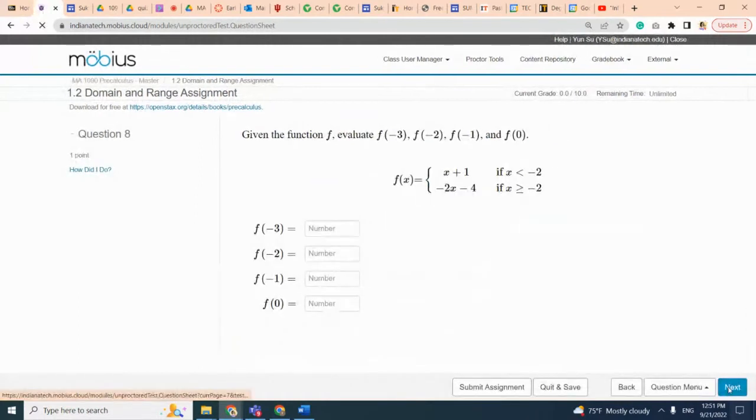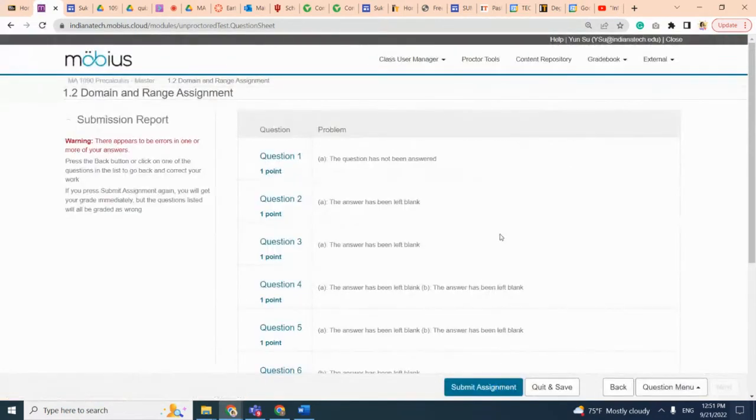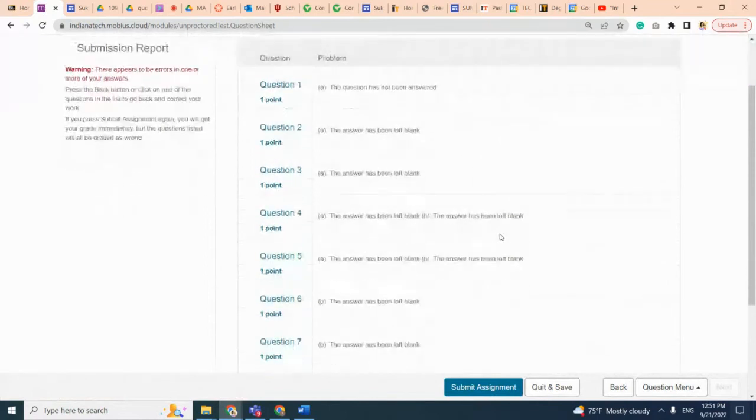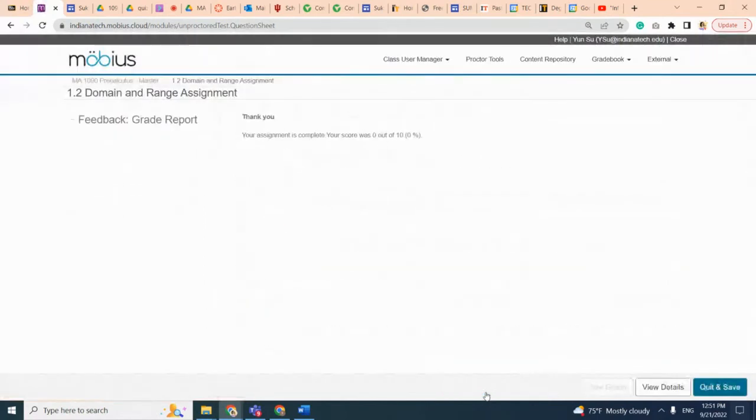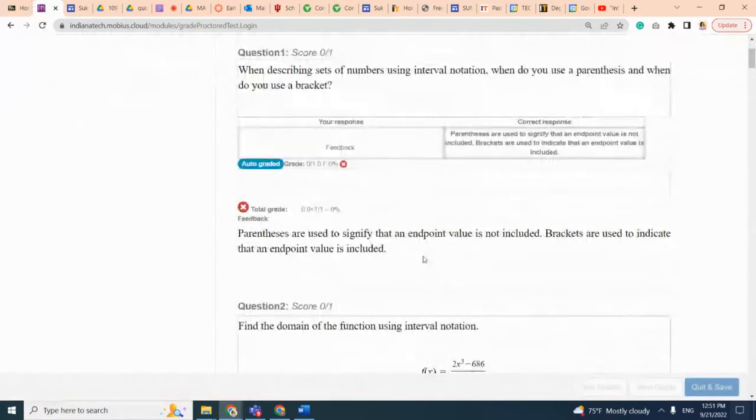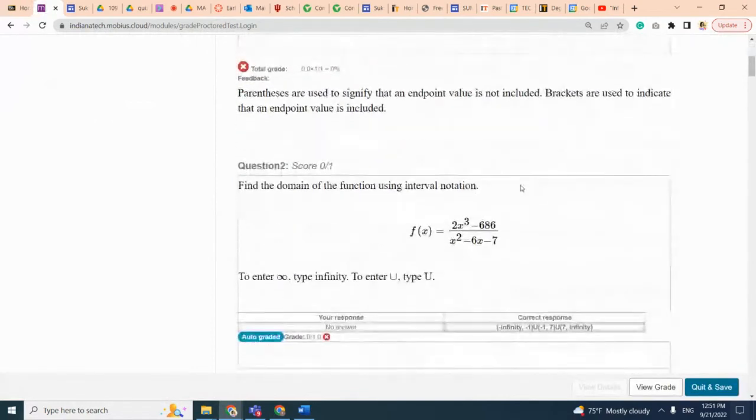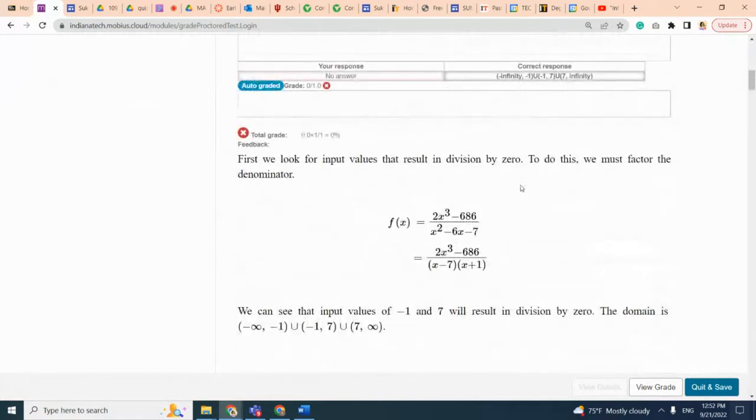Let me press all the buttons. Now after I press question 10, I click submit assignment. Because I didn't answer any questions, it gave me the warning. But if you submit your assignment and don't quit and save, do you see this button, view details? You click that, then you can see all the solution. You can see your feedback, the correct response, and the solution for each problem.